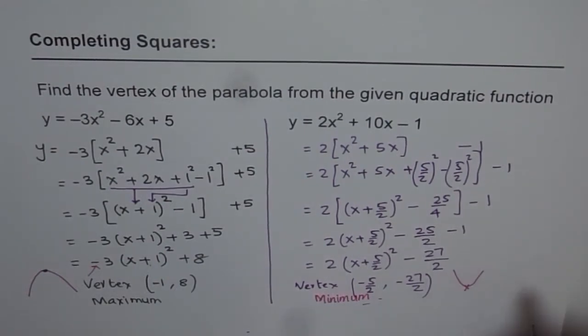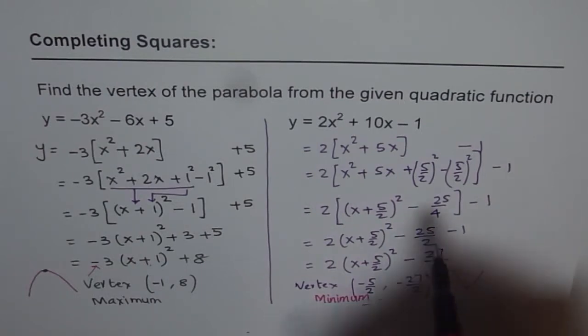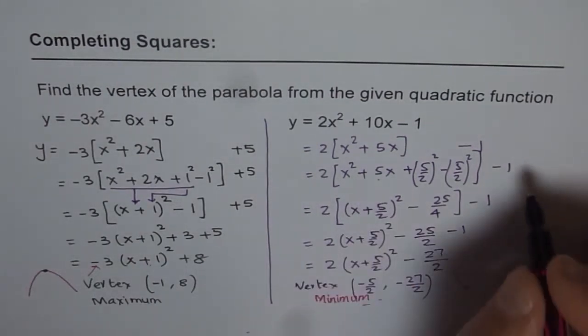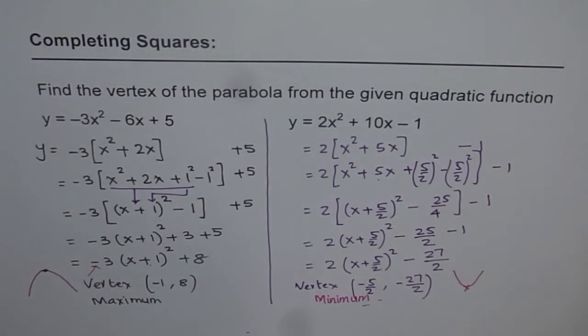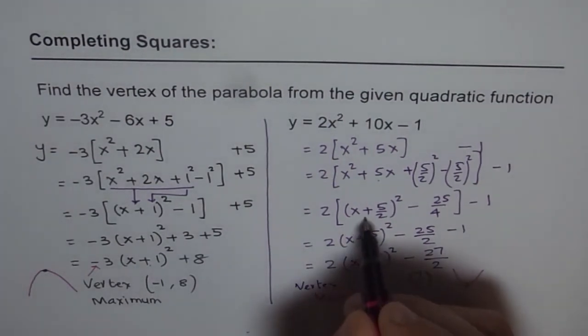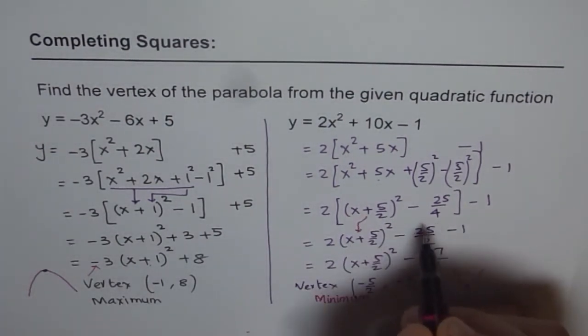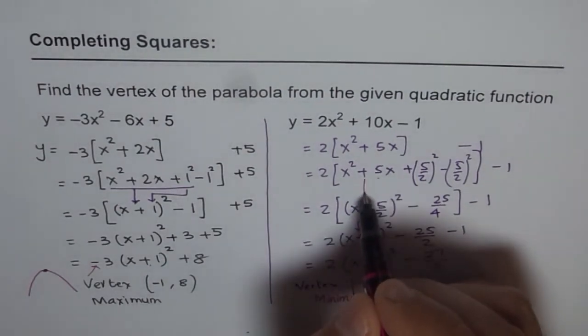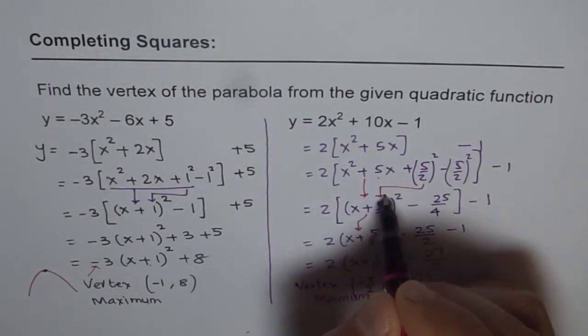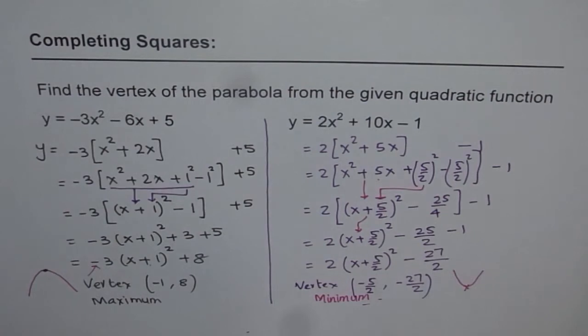So as you can see from here, we added and subtracted half of this number, right? So half of 5 we added and subtracted, correct? And in this case, the plus sign comes from here, and 5 by 2 comes from there to get you the equation. I hope this process is absolutely clear to you, and you can now do any quadratic equation in vertex form. Hope that helps. Thank you.